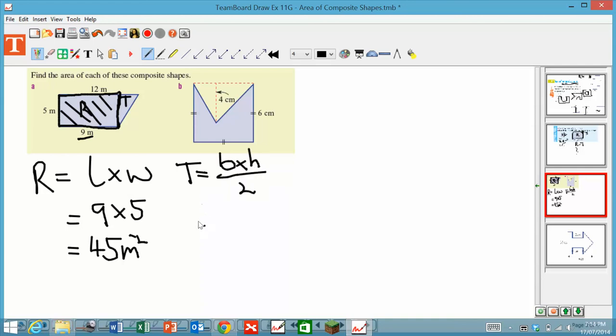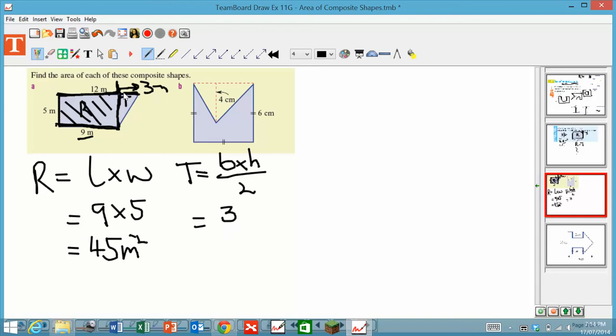Now my base, what's my base length? We've got to work out what my base length is because I don't have it. So I know that from there to there is 12. So if there to there is 9, what do I need to add to make up to 12? 3. So that must be 3 meters, this little section in here. So my base is 3.